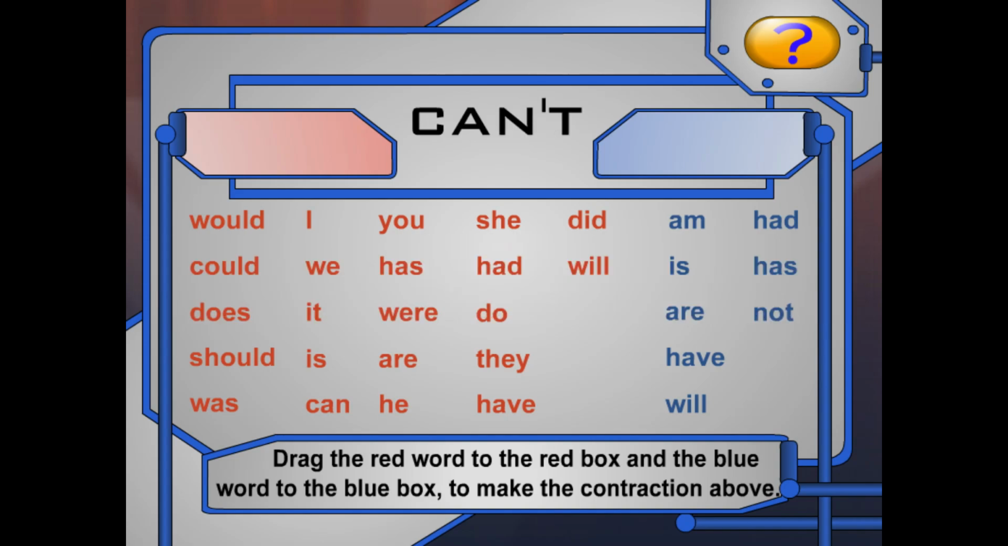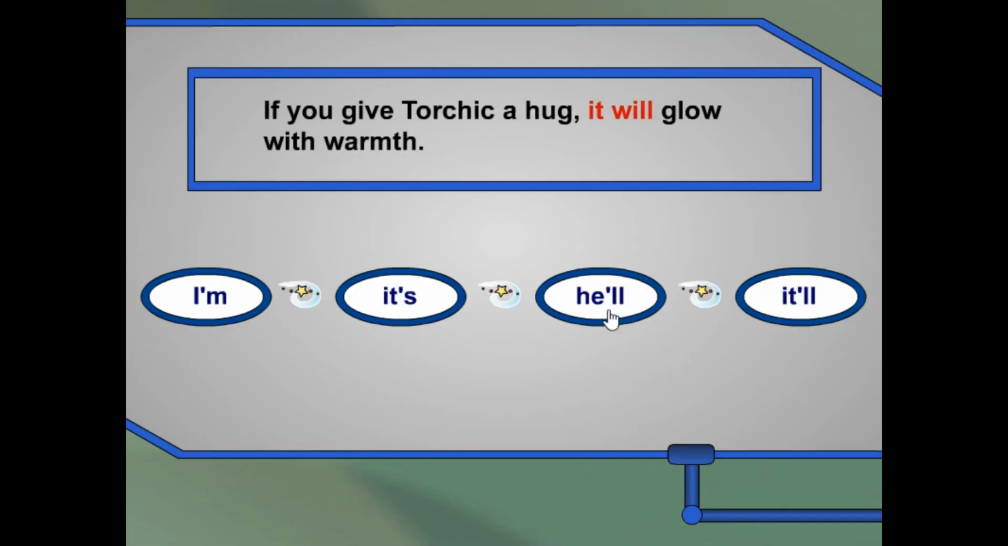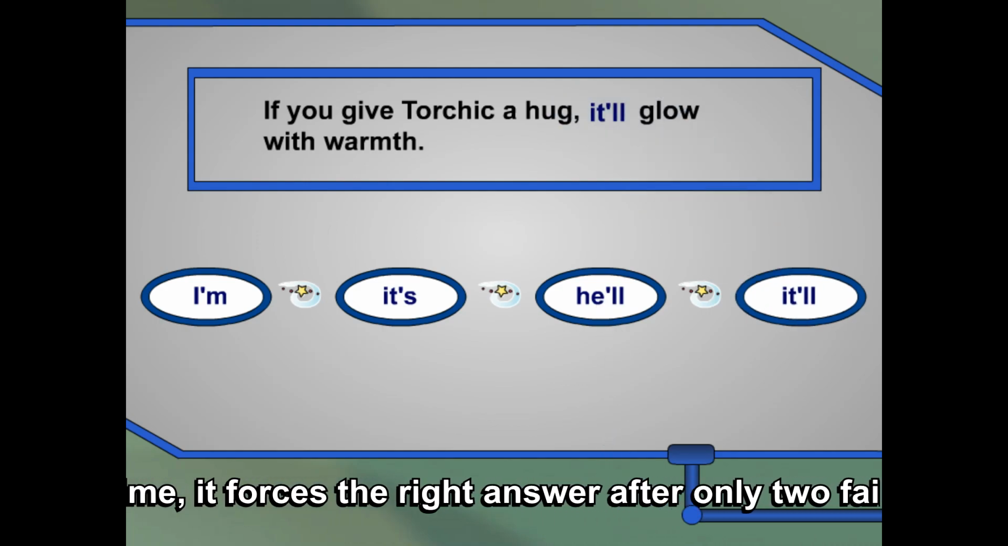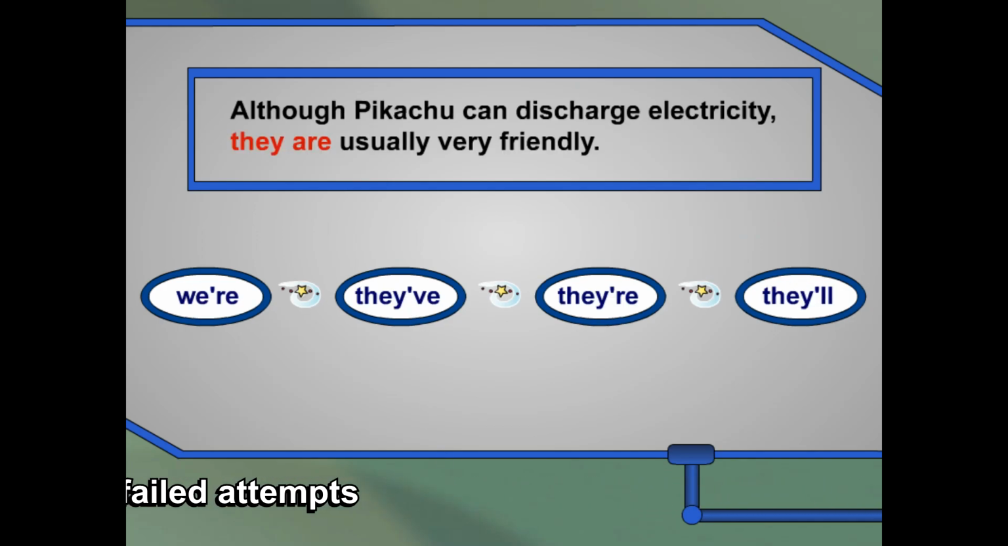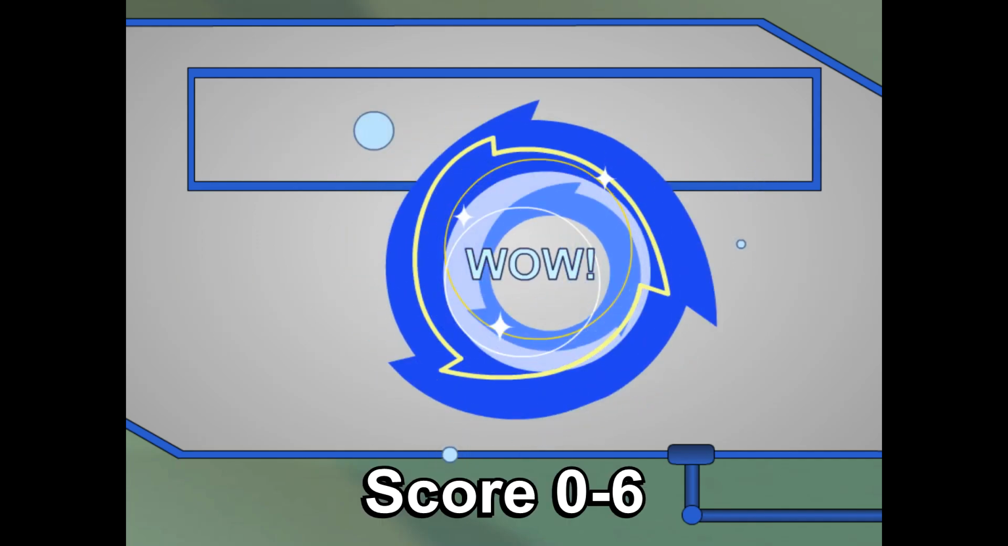Our first contraction is can't. You made it, with a few bumps along the way. Good going. You got almost all of them on the first try. Try again. Here's the contraction we need. Look, this contraction can replace these two words. Wow, that was harder than I thought it would be.